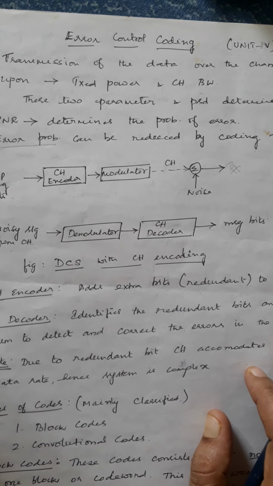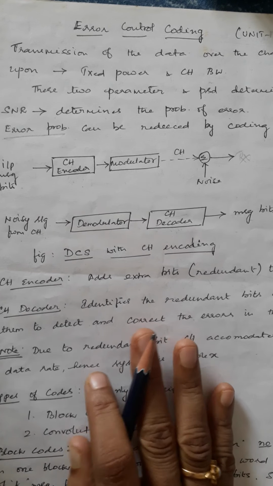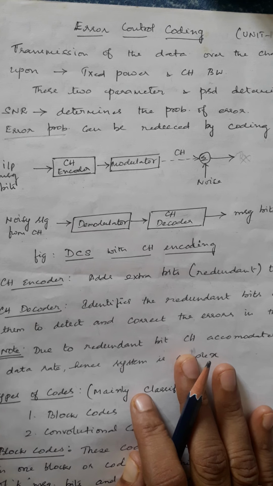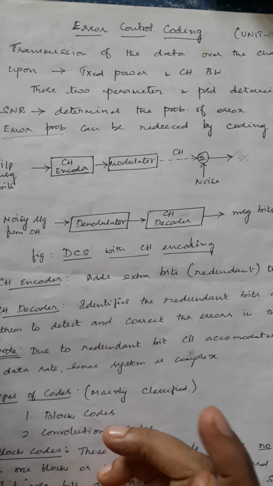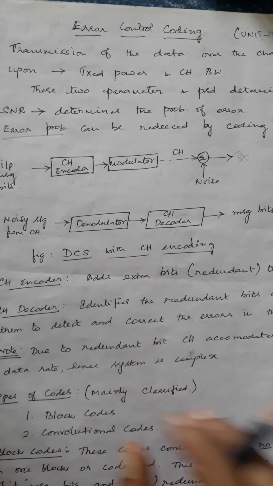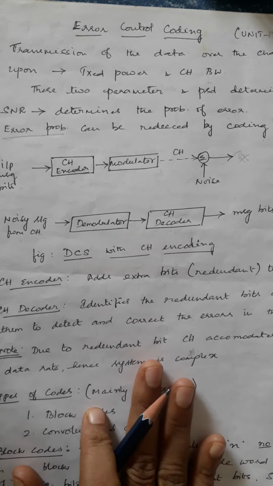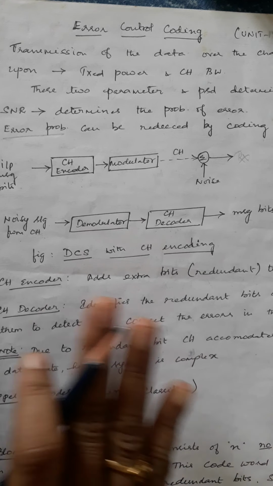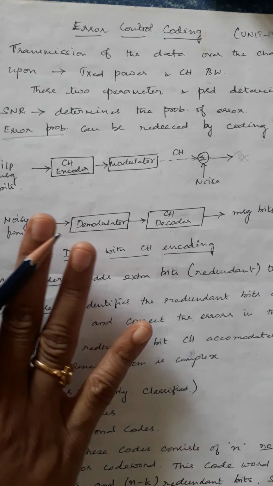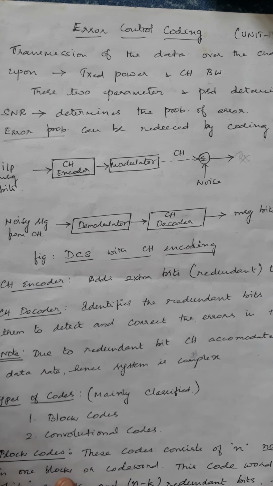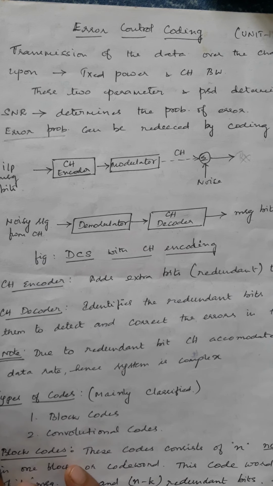Okay. And what is the drawback of this channel encoding? Since you are not only transmitting your message signal, along with the message signal you are going to add extra bits, that is the redundant bits, and this is going to occupy more bandwidth. So, obviously it occupies more data rate, hence the system is said to be complex. But even though it is complex, you can reduce the error due to this channel encoded transmission process. That is the main idea behind channel encoding, and we call these error control codes.